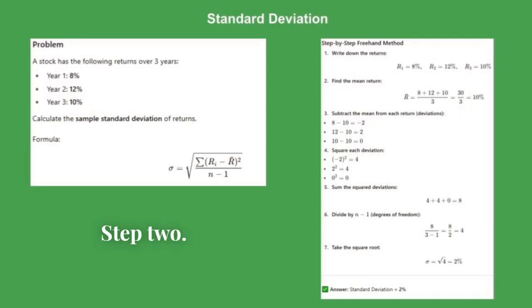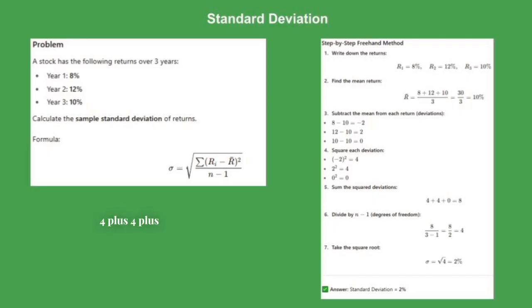Step 2, subtract the mean from each return. 8 minus 10 equals negative 2. 12 minus 10 equals positive 2. 10 minus 10 equals 0. Step 3, square each deviation. Negative 2 squared equals 4. Positive 2 squared equals 4. 0 squared equals 0.